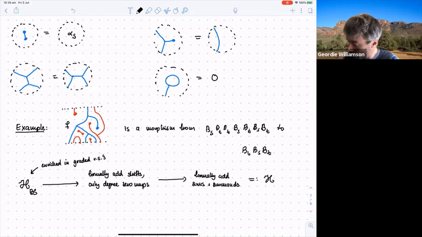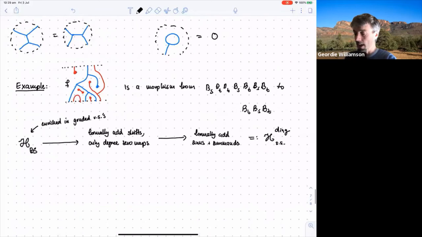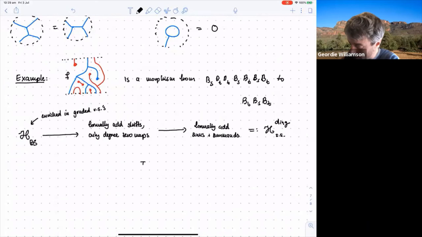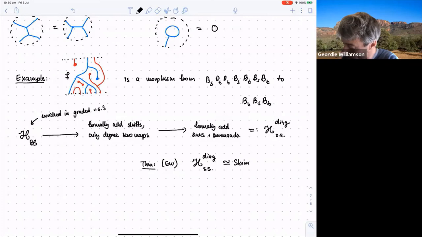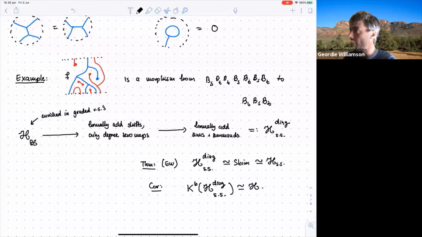which I'll call semi-simple diagrammatic. And then the theorem, which in the case of affine SL2 is not too hard, and in general is not particularly easy for me. This is something that Ben and I worked on for a number of years, is that this semi-simple diagrammatic category is equivalent to Soergel bimodules, and that's in turn equivalent to semi-simple complexes. And the corollary is that the homotopy category of this diagrammatic category is isomorphic to H. And this is a place where calculations are maybe not so easy, but also doable.